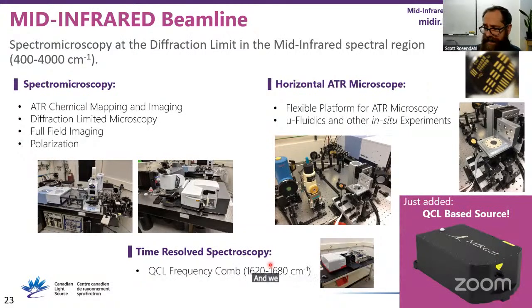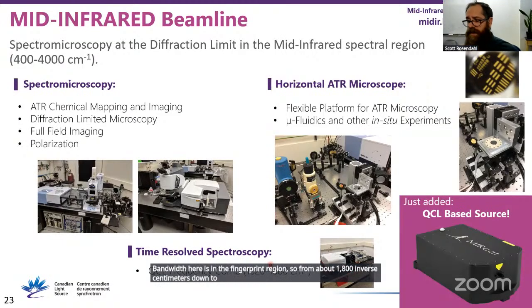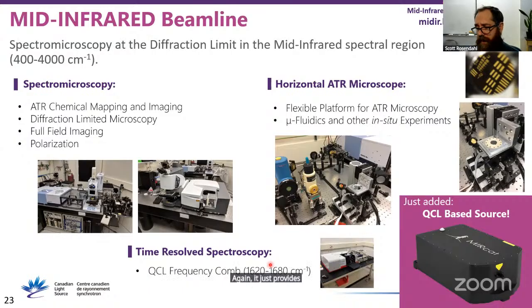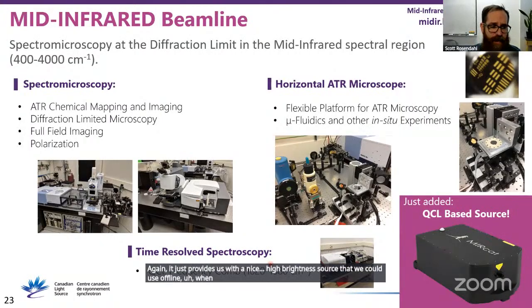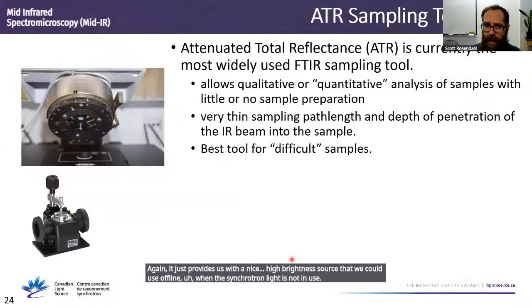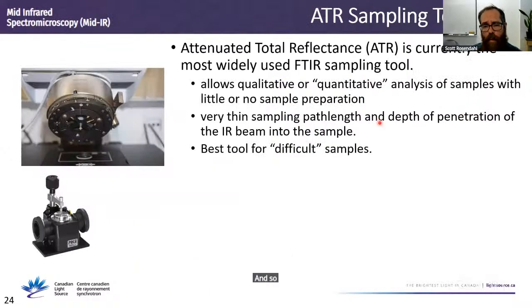And we just recently added a QCL-based light source to the beamline. Bandwidth here is in the fingerprint region, so from about 1800 inverse centimeters down to 800 inverse centimeters. Again, it just provides us with a nice high brightness source that we could use offline when the synchrotron light is not in use.